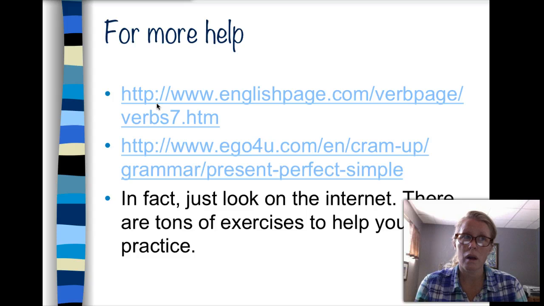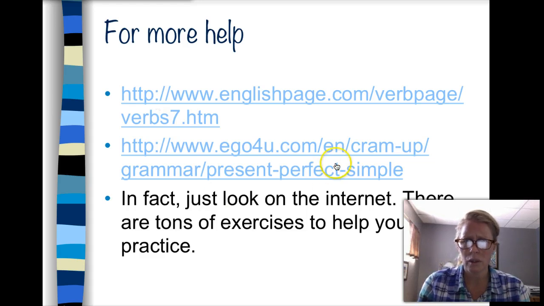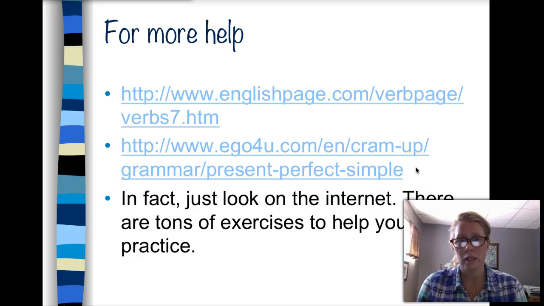So there, I put an exercise on Moodle for you, but if you want extra help, please go to englishpage.com on the verb page. There are tons of exercises and the answers are there. Or this is another one that, well, I didn't even check this link actually, but you can just look on the internet. There are really tons of exercises to help you.